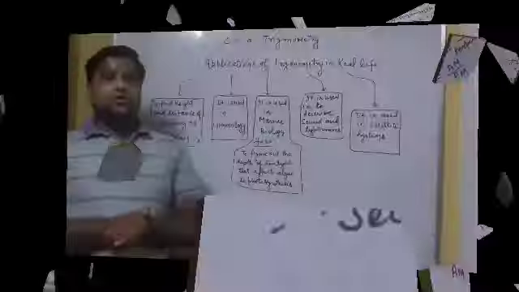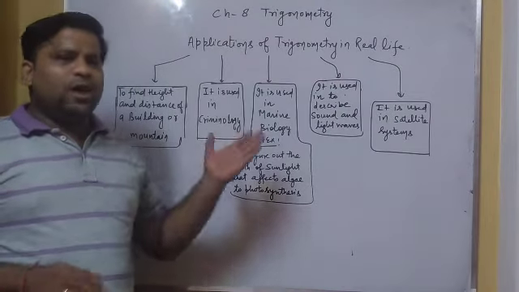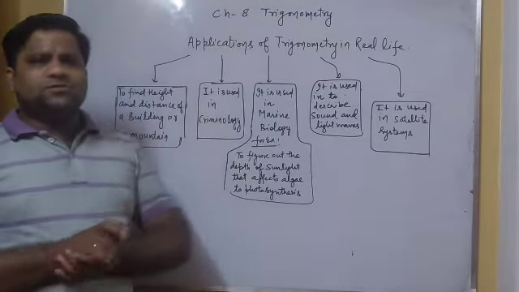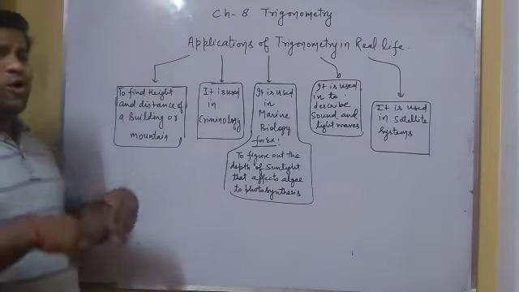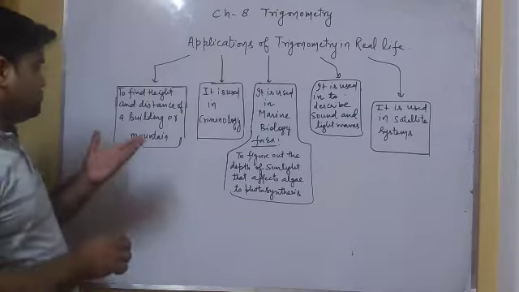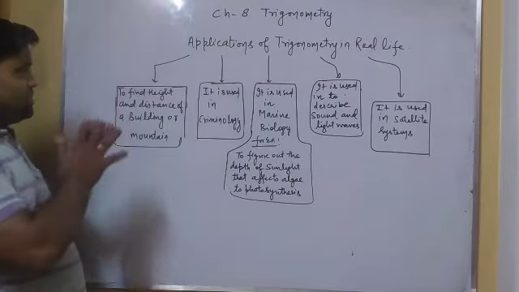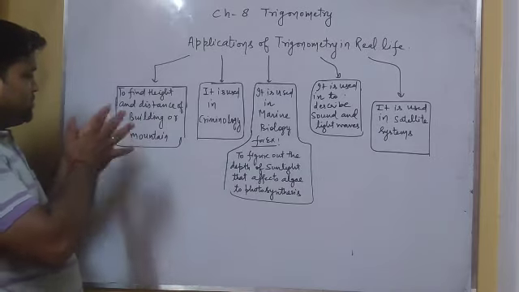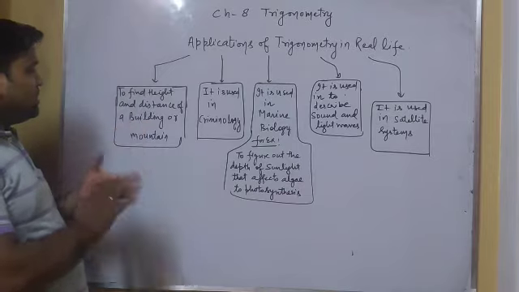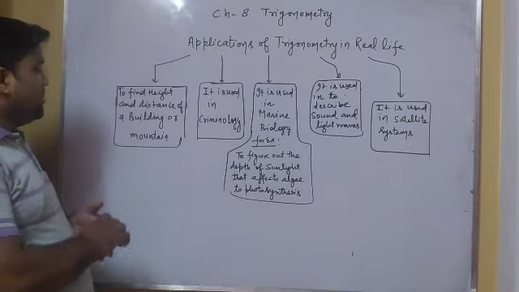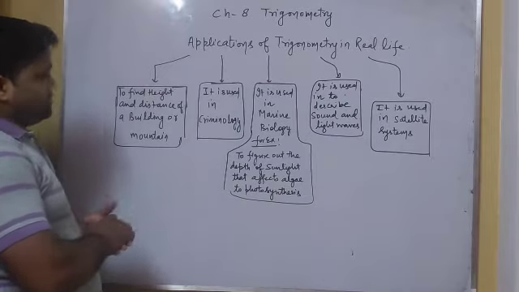Now let us come to the applications of trigonometry in real life. There are some fields where trigonometry is used, and we have lots of examples. First of all, trigonometric applications are used to find the height and distance of a building or a mountain. You will study the height and distance problem in your 10th class also, in chapter number 9, and you will find how to calculate it.